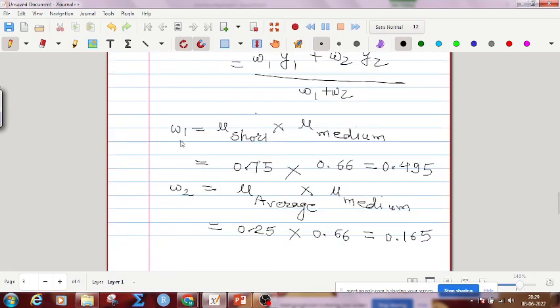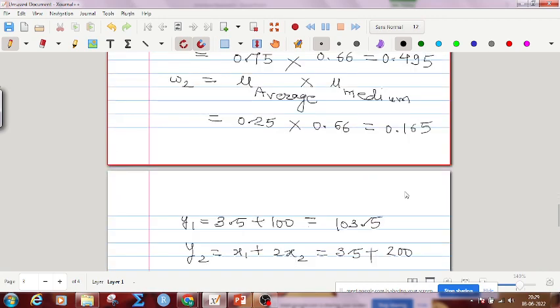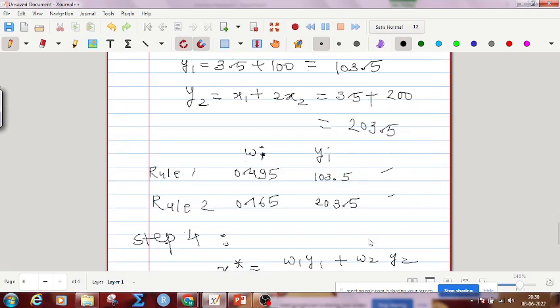For this we first find w1. In the first rule you consider the memberships mu short and mu medium, and as per the rule you take the product of these memberships: mu short into mu medium gives weight 1. Similarly in the second rule, you consider mu average and mu medium, and take the product of these 2. In a similar way, y1 for the first rule is whatever output is given in the rule, x1 plus x2. y2 is x1 plus 2x2. At the end we can form this table.